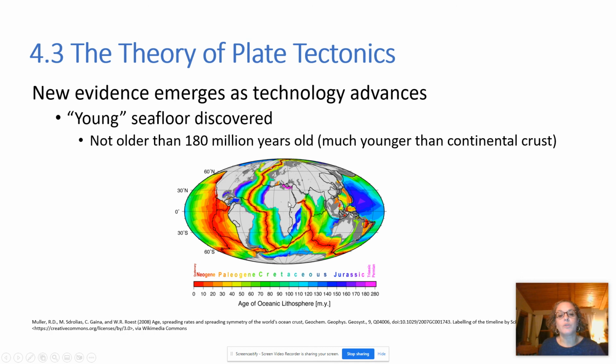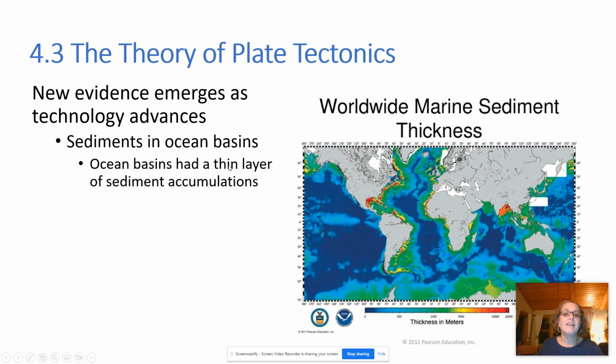And finally, worldwide marine sediment thickness. So here's a map indicating the thickness of all of the accumulated debris that's fallen on the ocean floor. We see most of the ocean here is in this blue color, the dark blue or the lighter blue, indicating somewhere between zero and at most here in this lighter blue, 500 or so meters thick. So we'd expect if the ocean basins were much older that those sediment deposits would be a lot thicker.